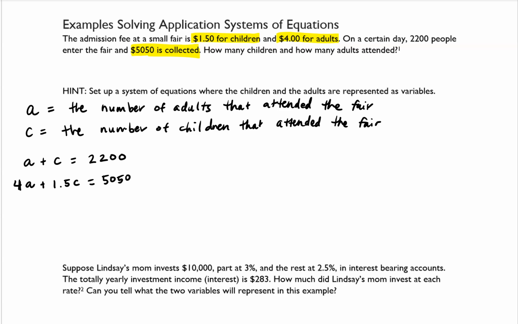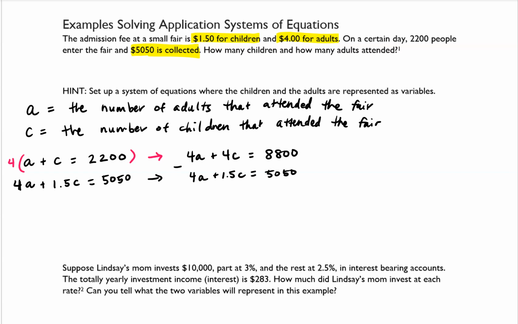Now, I can use the elimination method that we learned earlier in this unit. And so far, the coefficients don't match up. So if I were to subtract or add the two equations right now, neither of the variables would be eliminated. So I'm going to go ahead and multiply the top equation by 4. And if I do that, my new equation is going to become 4a plus 4c is equal to, let's see, 4 times 2,200 should be 8,800. And then my bottom equation, I'm not going to change it, and I'm going to leave it as is.